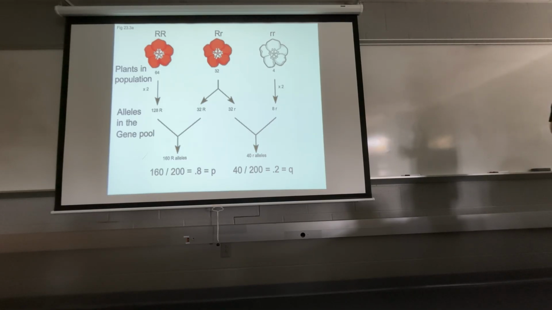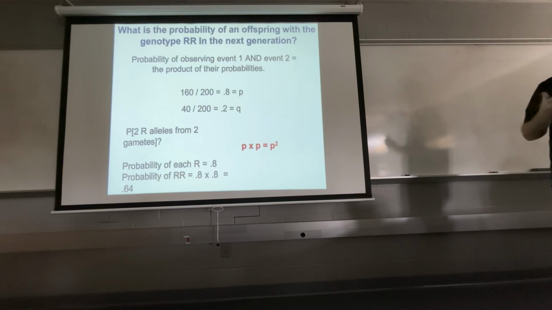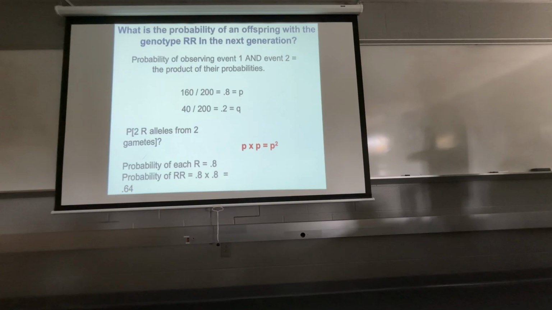Say I wanted to predict homozygous dominant individuals. What is the probability that a flower I sample out of the next generation is homozygous dominant? It's pretty easy to do. If I know p, then these would be two independent events. Because you get an allele from mom and dad, I would simply multiply 0.8, the probability of a big R, times another 0.8, the probability of a big R, and I would get a 64% chance.